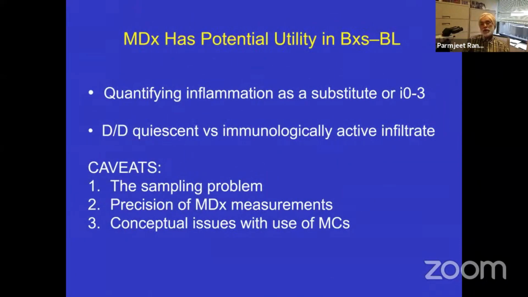So the molecular diagnosis has potential in these borderline cases. For example, it could quantify inflammation, perhaps more accurately than our scores, 0, 1, 2, 3. It could differentiate between quiescent and immunological infiltrates, but this is still a potential which is yet to be fully realized. And there are 3 caveats which I will go through: the sampling problem, the precision of the measurements, and some conceptual issues with using classifiers.